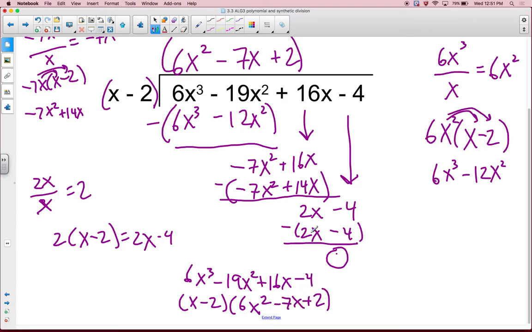If you did have a remainder, then you would write that out. I would have my quotient plus my remainder over the divisor. The quotient we got was 6x squared minus 7x plus 2. Then I'd have my remainder, which is a 0 here, over the divisor, which is x minus 2. That's how you'd write that out. This is obviously going to be 0, so plus nothing. Okay?